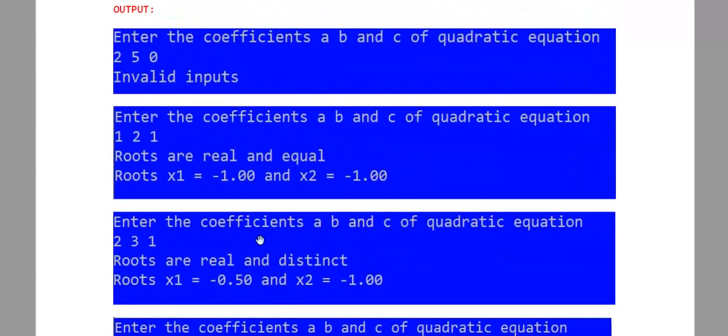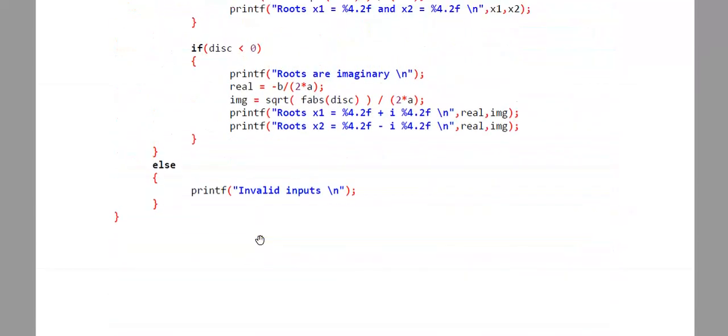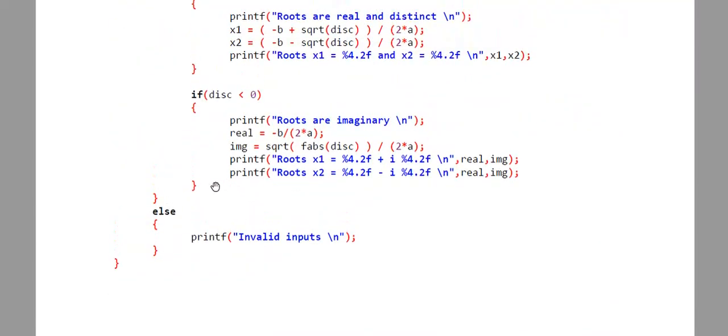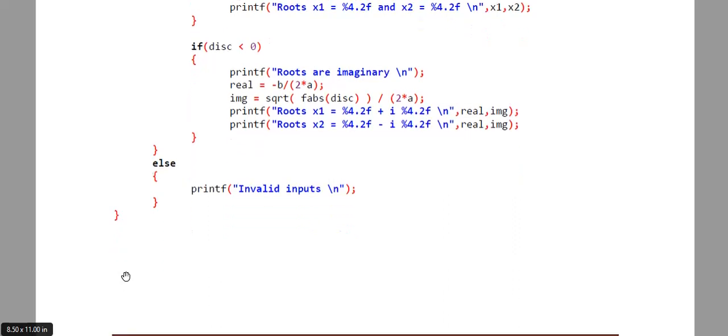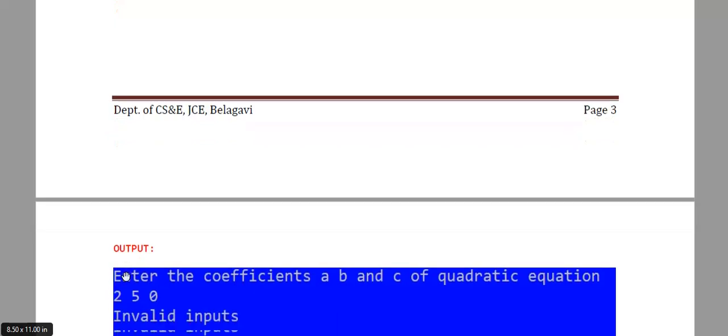So after that, the program will come here if it is true, and if any of the values of A or B or C is 0, then it will come here, it will say invalid input, and it will stop the program. So what are the possible inputs for this program?